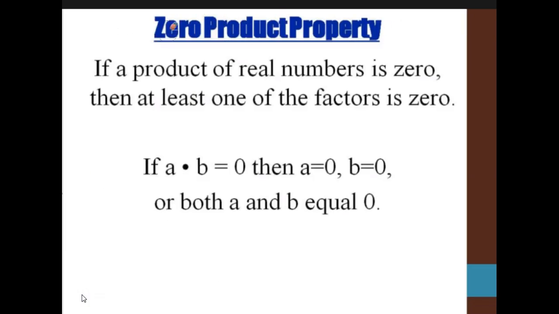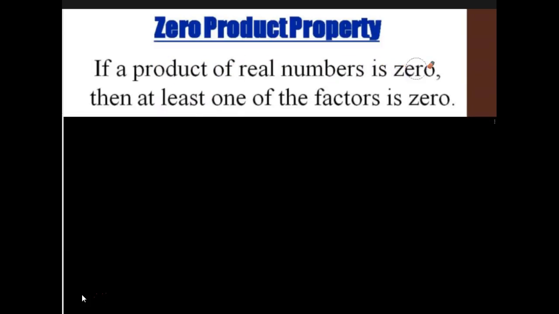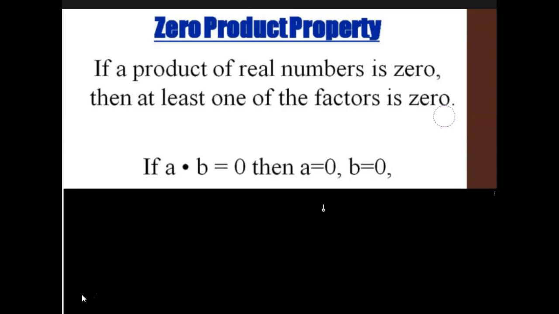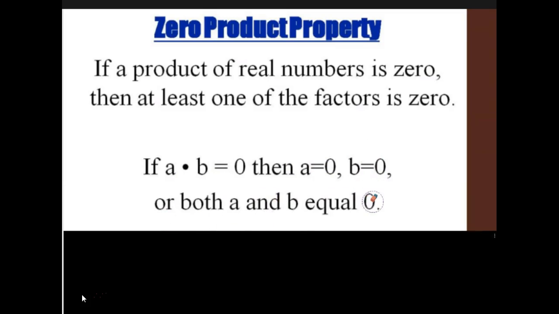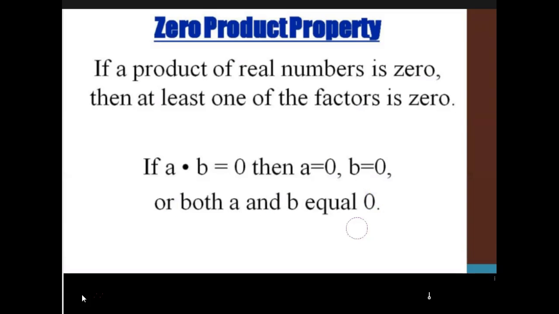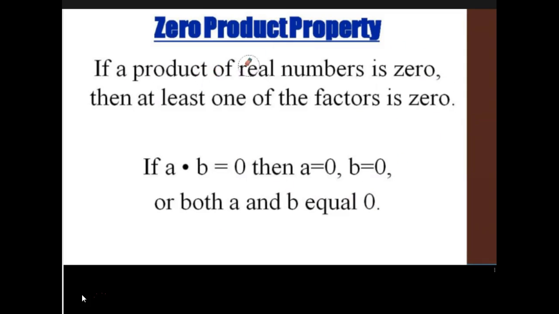In order to solve something, we're going to apply the zero product property. The zero product property states that if a product of real numbers is 0, then at least one of the factors is also 0. So for example, if A times B equals 0, then A has to be 0, B has to be 0, or both A and B are 0. So that is the zero product property. You're going to hear me reference it as we are solving.